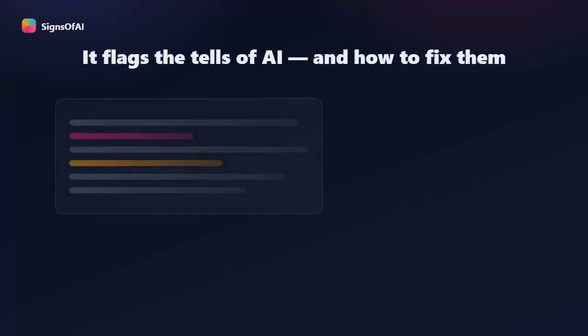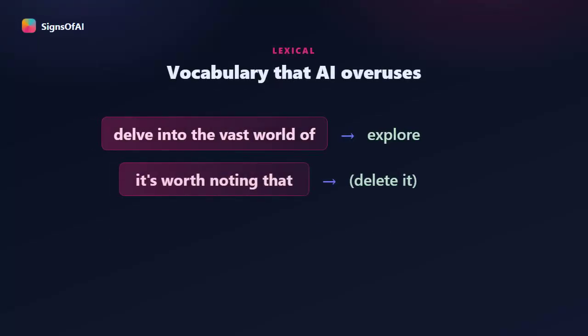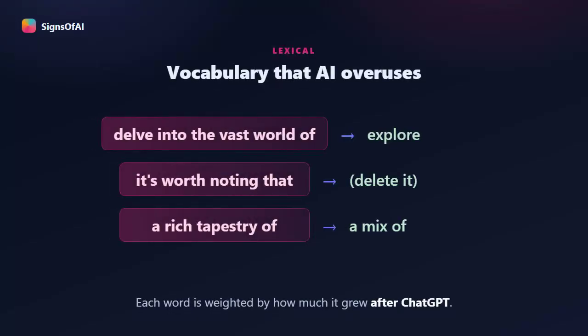So I built the opposite. SignsOfAI flags the tells of AI in 4 families, and for each one, it tells you what it is and how to fix it. It's a linter, not a verdict. Lexical: overused vocabulary. Delve, tapestry, multifaceted. Each word is weighted by how much more common it became after ChatGPT.